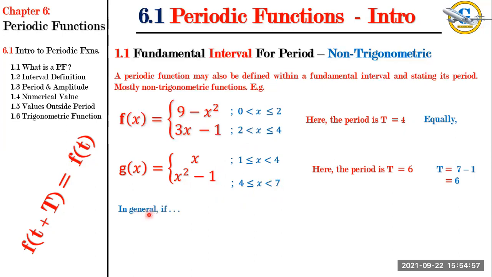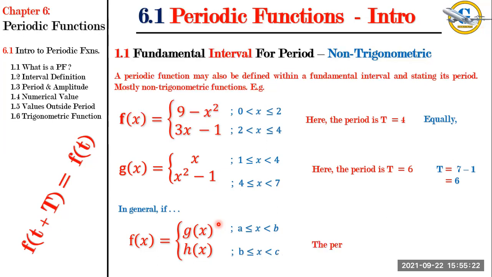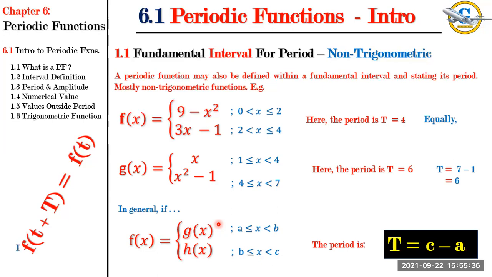So in general, if f of x is broken down into the subfunctions g of x and h of x, which are defined with the following intervals, g is defined from a to b, and h of x is defined from b to c, then the period of this function in general will be given by T equals c minus a. That is the upper value minus the lower value. That's what gives us the period of this function. Let's take some examples.